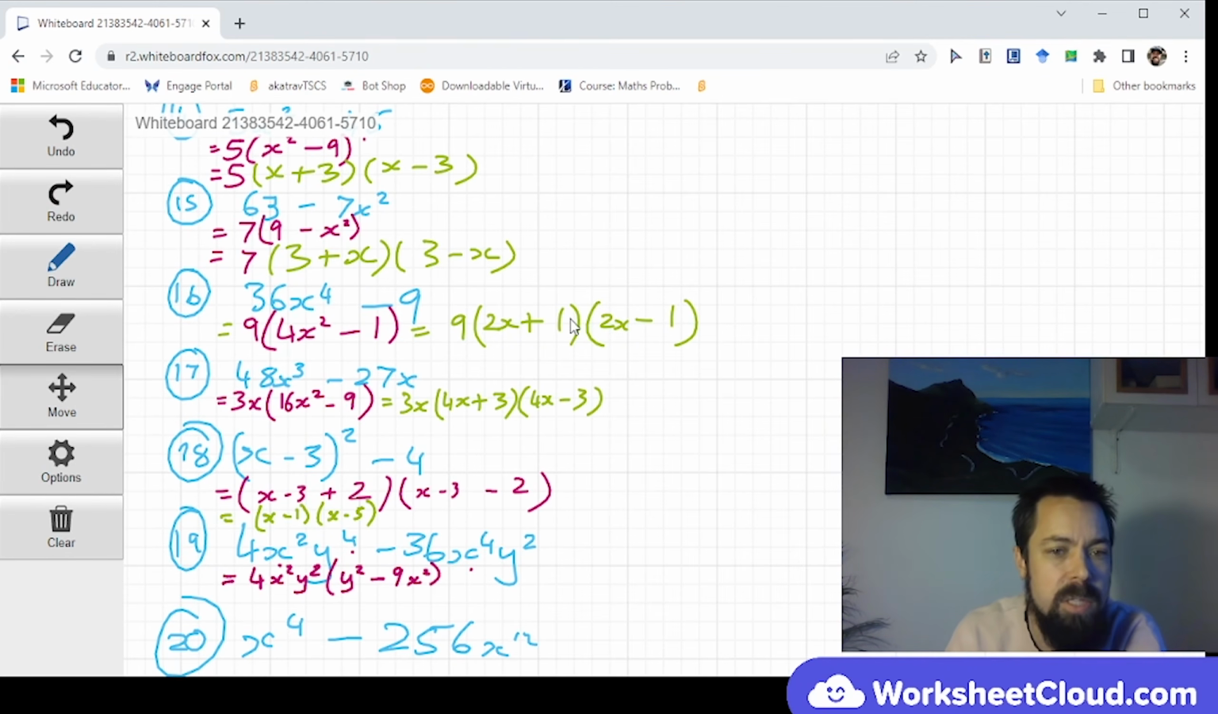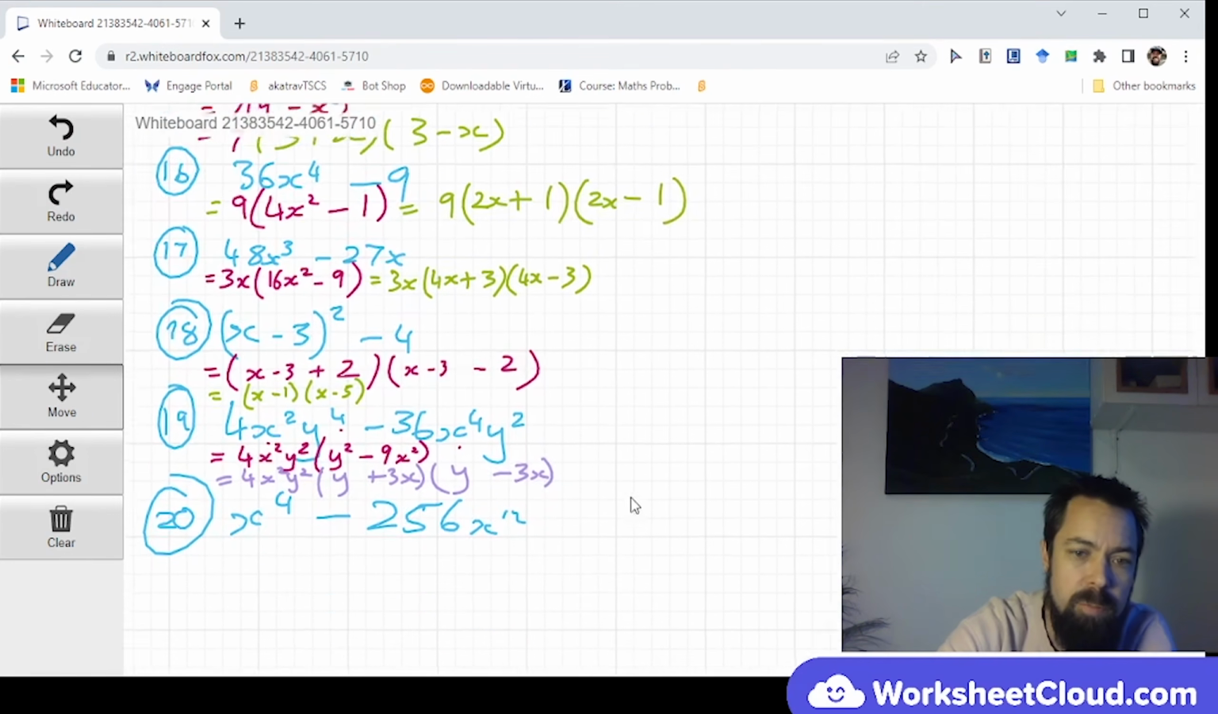So y squared and 9x squared are both square numbers. So we can go leaving our 4x squared, y squared on the outside. We will then have the two brackets, 1 plus, 1 minus. We'll have y and y, and 3x and 3x.